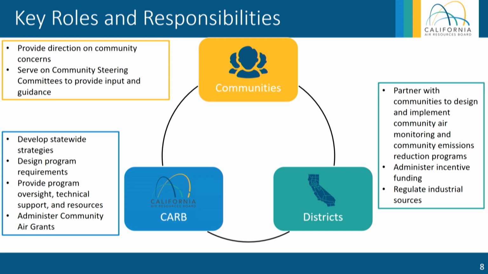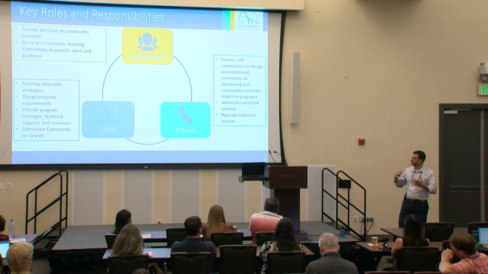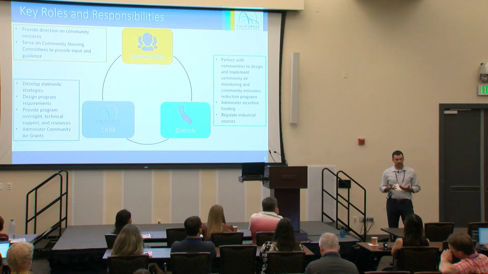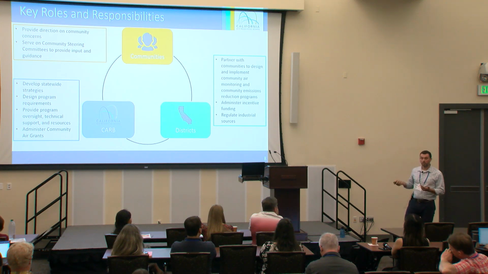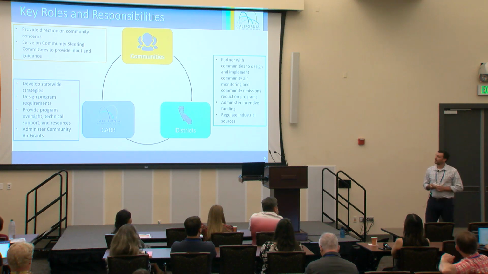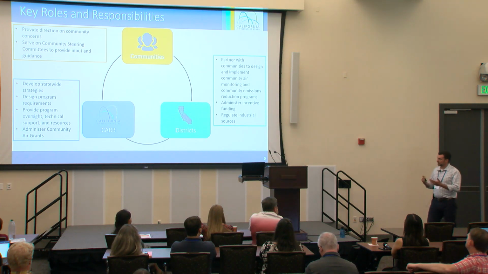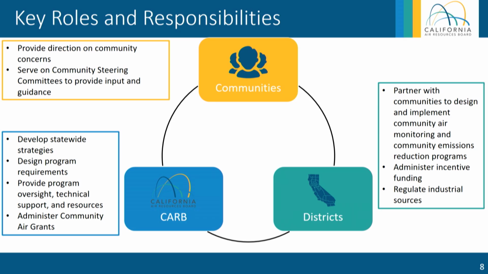And CARB, as a statewide agency, is providing statewide strategies as well as program requirements for all of the communities. Within that, we provide oversight, we offer technical support, and we offer resources when available and where we can to help the local districts and communities reach their goals. We're also administering the community air grants. I'll talk a little bit more about those in a few slides.